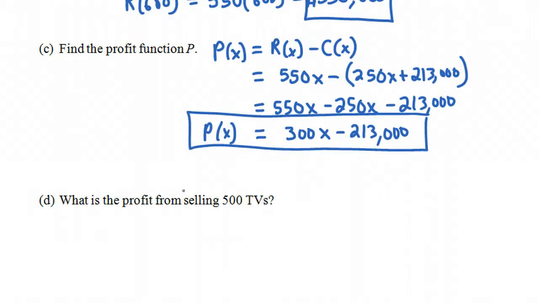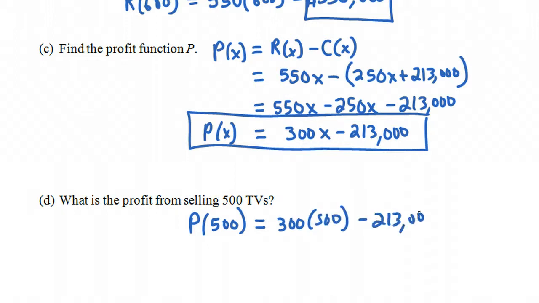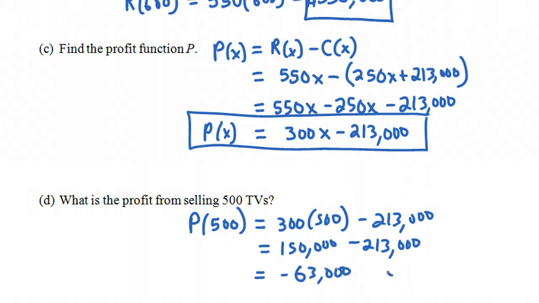Okay, and in part D, what is the profit from selling 500 TVs? Well, we need to plug 500 into our profit function. If we plug in 500 for X, what we get is 150,000 minus 213,000, which is negative 63,000. Okay, so yikes. Negative 63,000, that's not good.